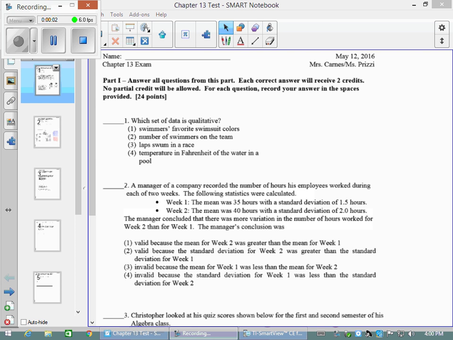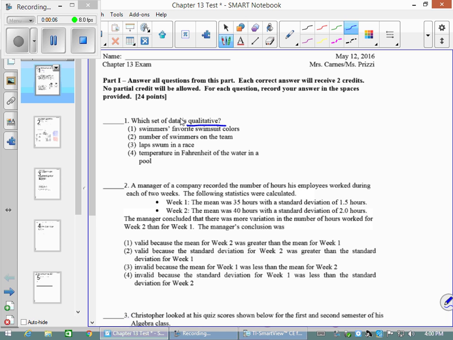Okay, for question number 1, it's asking us which set of data is qualitative. So choice 1 would be the answer, because if you looked at the other 3 choices, everything else can be analyzed using numbers, whereas choice 1 is more just a characteristic, someone's favorite color.